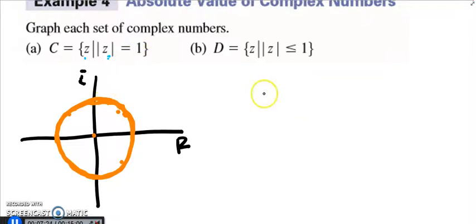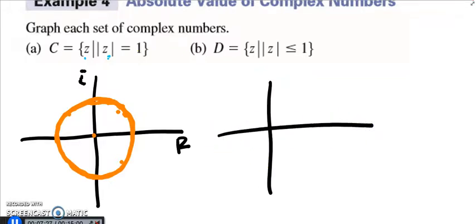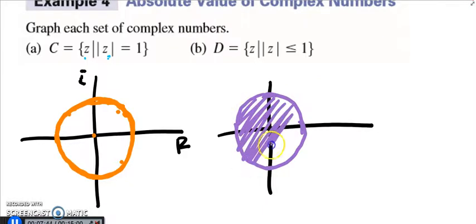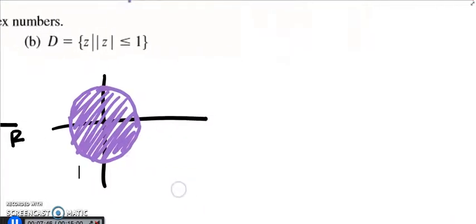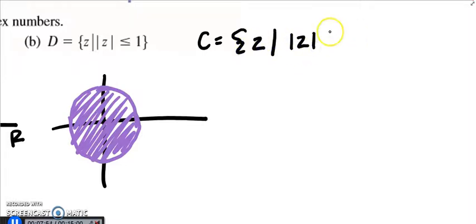On B, it's the same thing, except it has this absolute value. So it's still saying the modulus is 1, which means my radius is 1, but it's saying anything less than or equal to 1. So we know it's solid. If it's less than 1, it could be 0.5, it could be 0.25, so it's going to be inside. I want you to pause it and work and graph this right here. Okay, so take a second, pause it, and work this one.